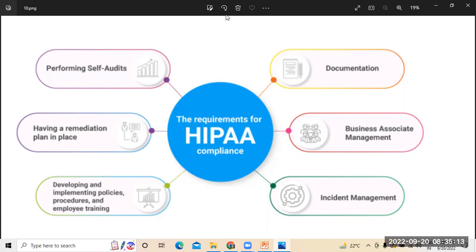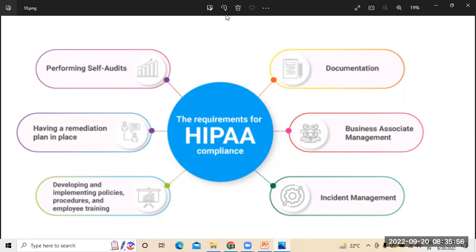The first one is performing self-audits within the organization, followed by external auditing, the same way we follow in company audits. If self-audits are done by the auditors, external auditing will also be done by external people, who have to provide a report on the auditing. The same way, performing self-audits on HIPAA compliance.